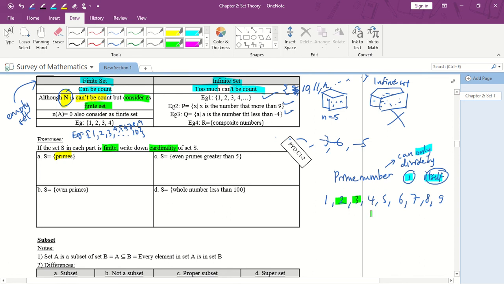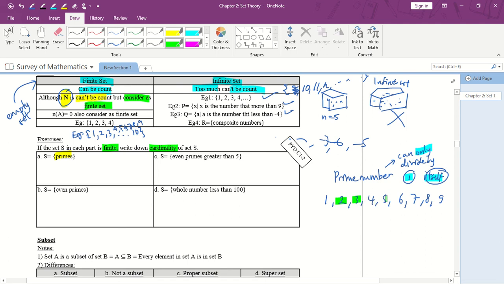So consider. How about 4? Can 4 divide by 1? Yes. Can 4 divide by 2? Yes. Can 4 divide by 3? No. Can 4 divide by itself? Yes. So you see that 4 can divide by 1, 2, and itself. Which means that there are 3 things. But a prime number says I only want the number that can divide by 1 and itself only. So 4 is not considered because especially it can divide by 2. So 1, 2, itself: 3. So there are 3 numbers already.